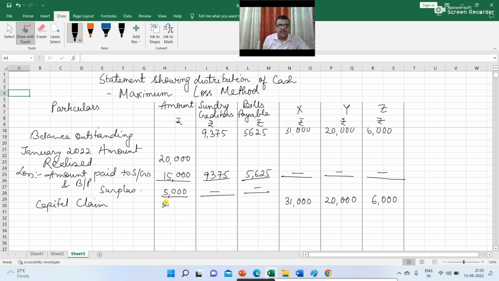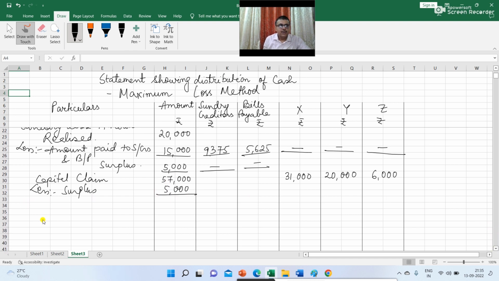So total is 57,000, less surplus 5,000. So maximum possible loss here is 52,000. So in this method it is assumed that nothing will be realized further, and the maximum possible loss that has to be borne by the partners is 52,000.